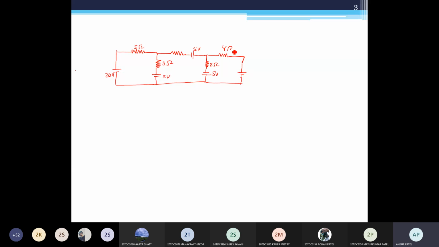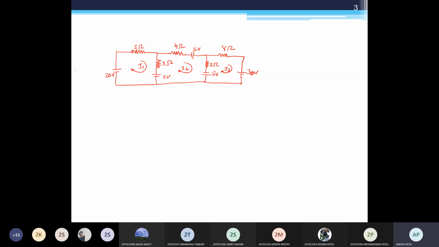Okay, this is 8 ohm. This is 30 volt. Now find out mesh current I1, mesh current I2. This resistance is 4 ohm, and mesh current I3. So all values are given for the voltage source and resistance. You need to find mesh currents I1, I2, and I3.